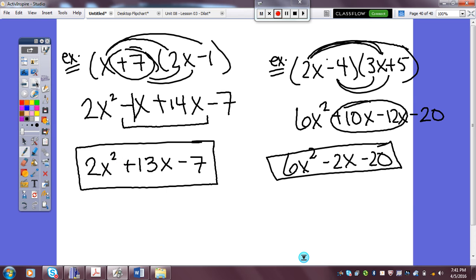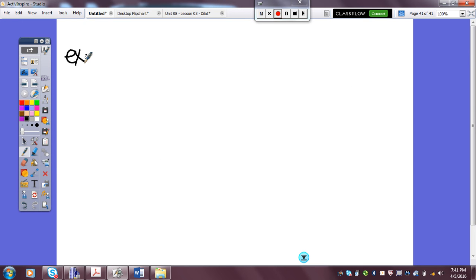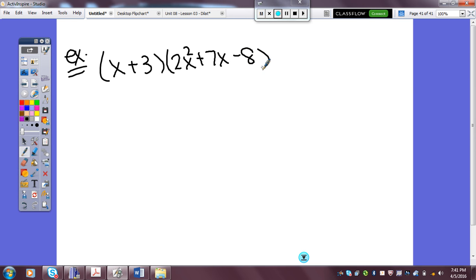What about a problem that looked like this? X plus 3 times 2x squared plus 7x minus 8. Is this problem any different? No. All you're doing is still double distributing. How do I know I'm double distributing? I have two sets of parentheses. Okay? So I'm going to distribute x to everybody. And then I'm going to distribute 3 to everybody.